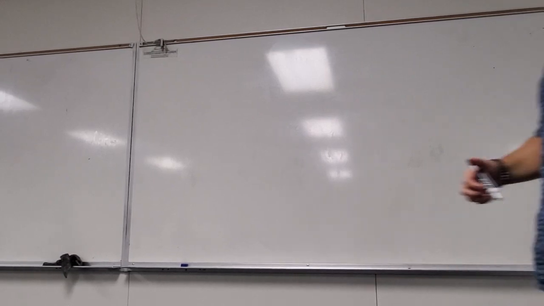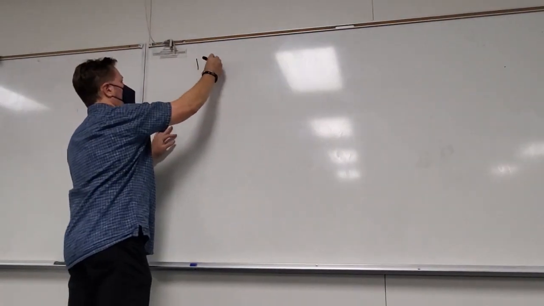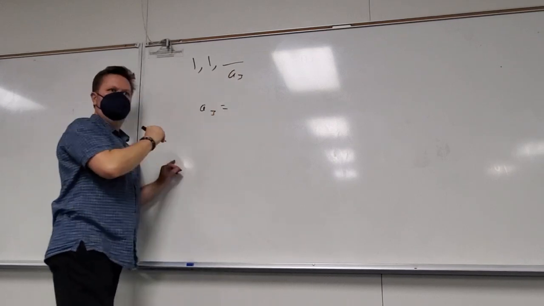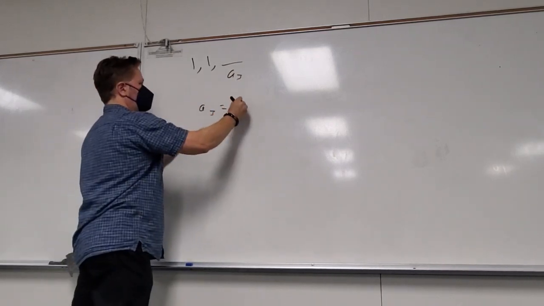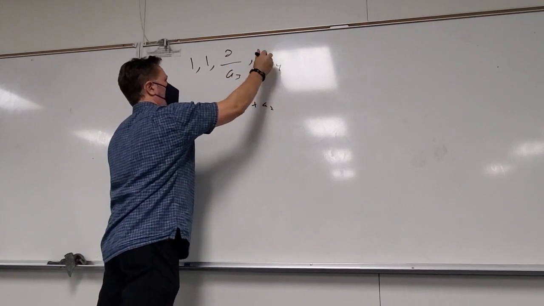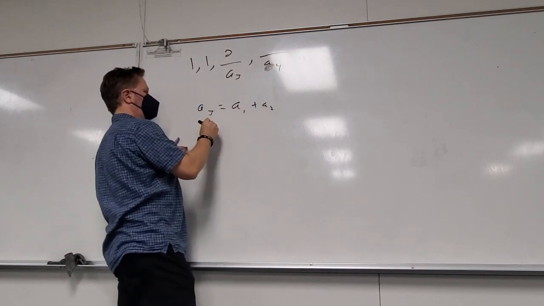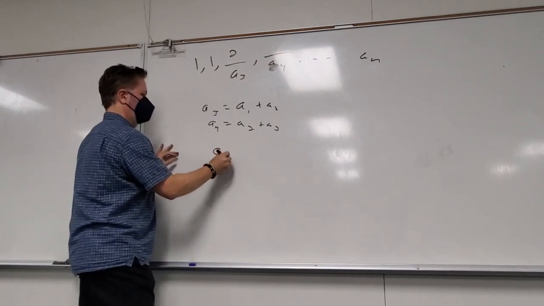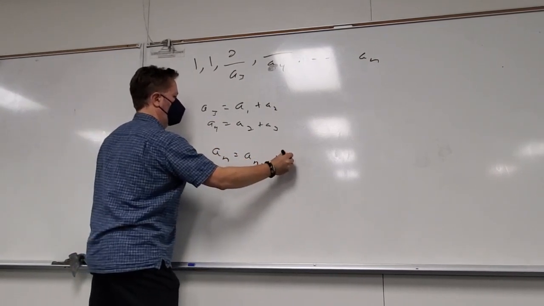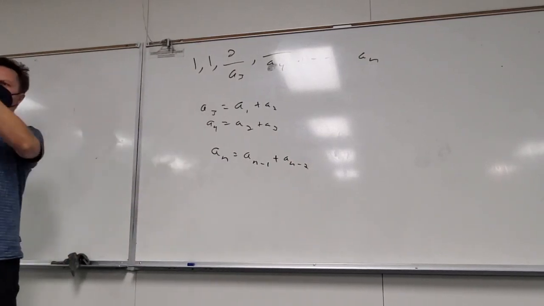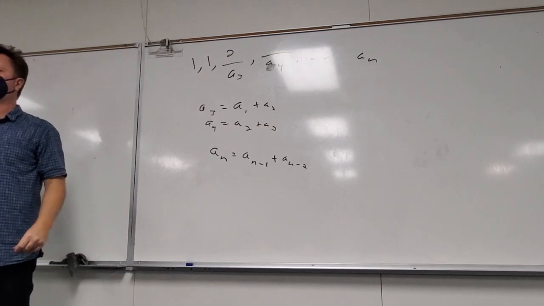Two. And we call those seeds. And then it's recursively defined. How would you define how to get the next one? How to get A3? A1 plus A2. How do you get A4? A2 plus A3. I love it. So how do you get A sub n? A sub n minus 1 plus A sub n minus 2. Just put it out of order, it doesn't matter, it's addition.